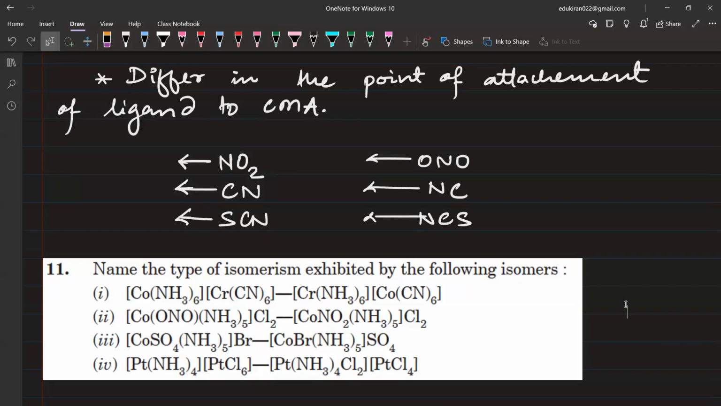Name the type of isomerism exhibited by the following isomers. I think this question is... 4 questions will come, maybe it's a boards question, but we will look at some of the questions from boards also.